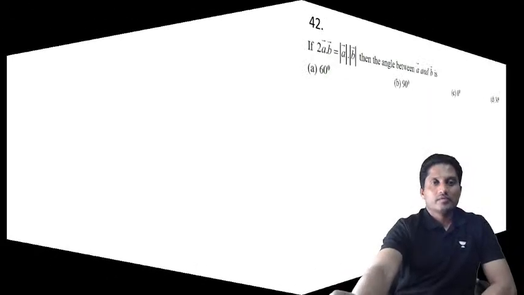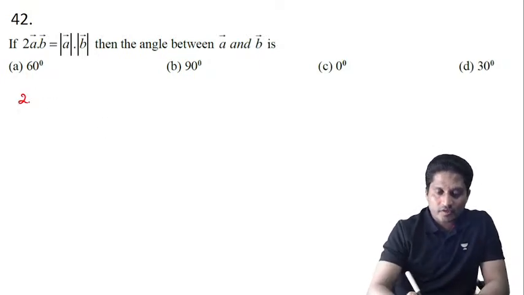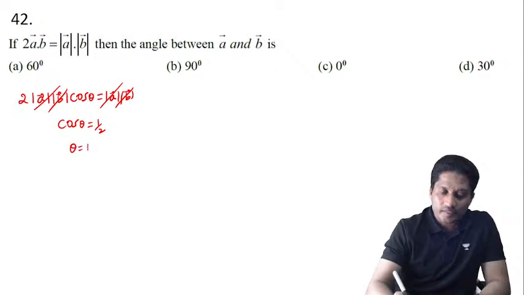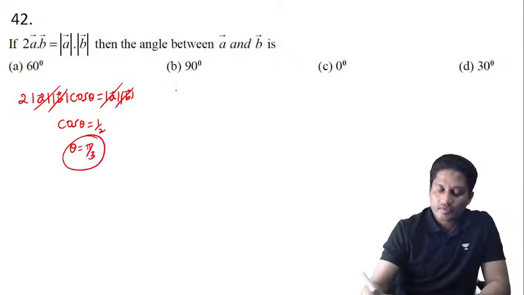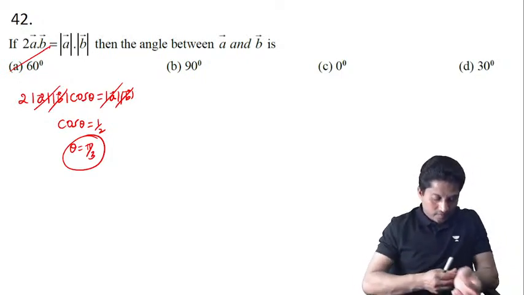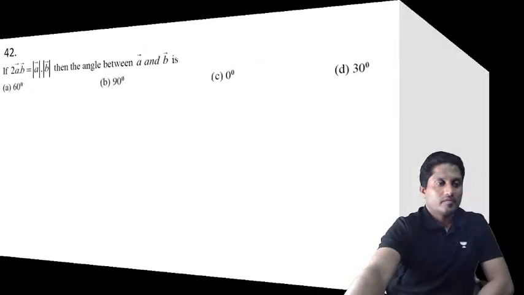Question number 42. So this is 2 times A dot B is mod A into mod B into cos theta, right? Is equal to modulus of A into modulus of B. This will cancel. Cos theta is equal to half and theta is equal to pi by 3, which is equal to 60 degree. Answer is option A. Right, let's move to the next question. Yeah, 60 degree, Gaurav.